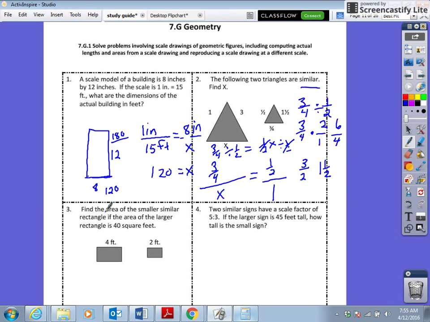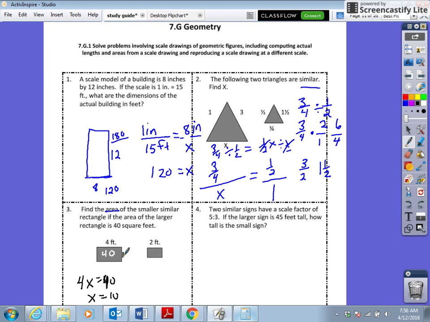Find the area of the smaller similar rectangle if the area of the larger rectangle is 40 square feet. So if the area here is 40, and look what I'm doing, I'm writing on it. I need to label what I know. This is 40. So I also know that in order to find the area, I have to multiply 4 times whatever this is. 4x, 4 times x equals 40. So I know that my x here has to be 10 because I divided 40 by 4 and I got 10. So this x here is now 10.